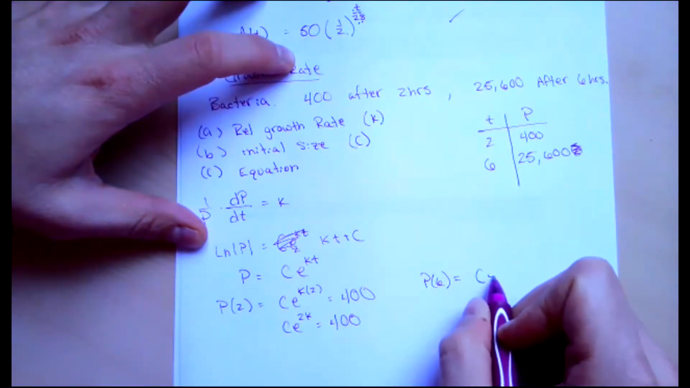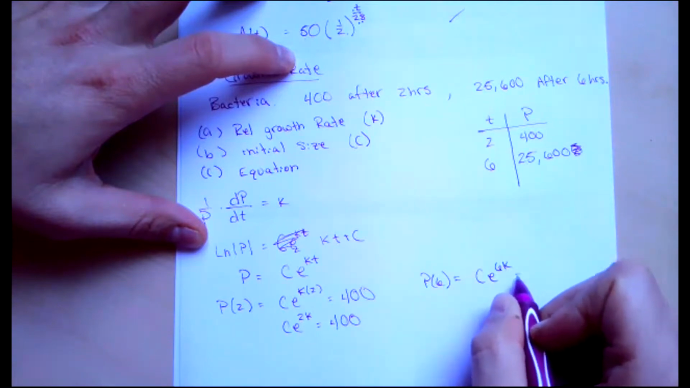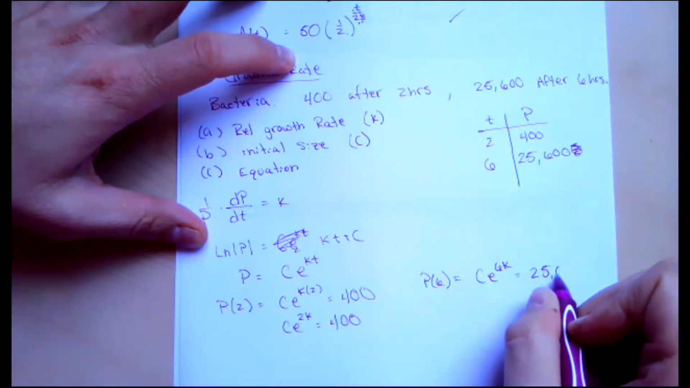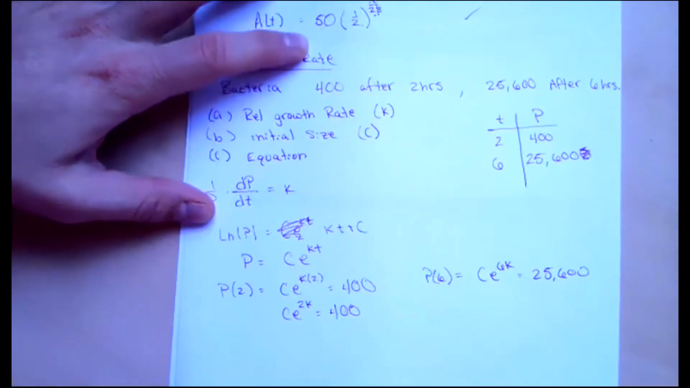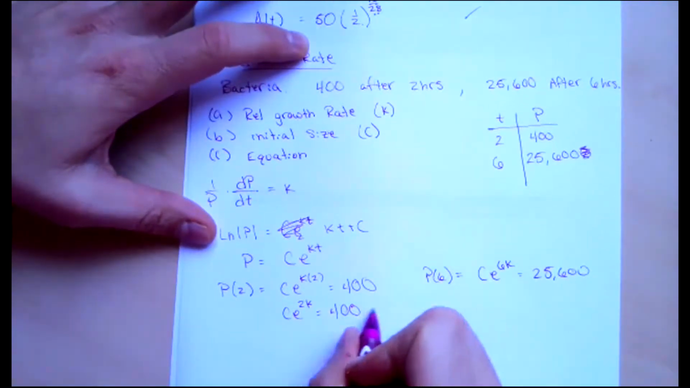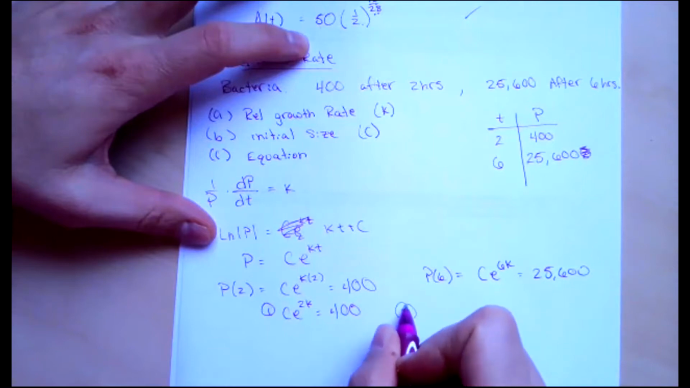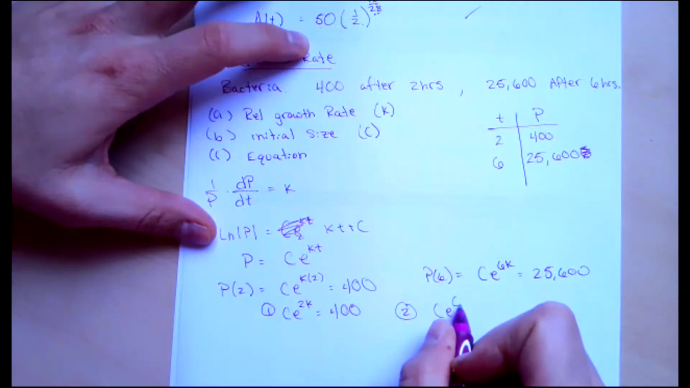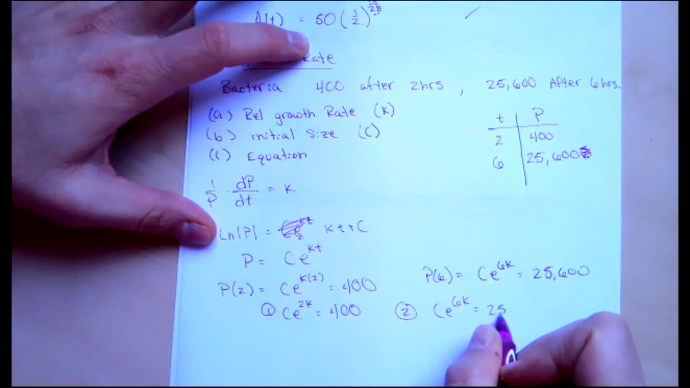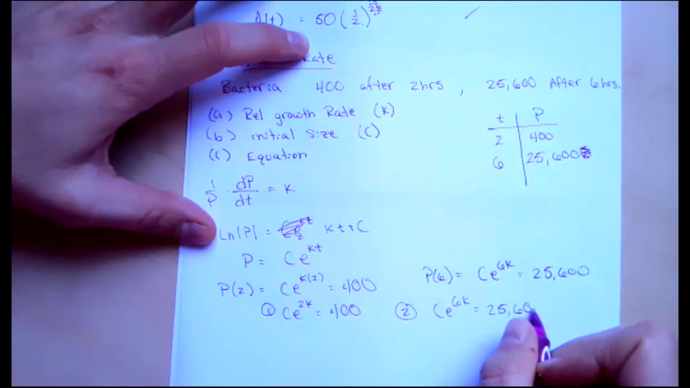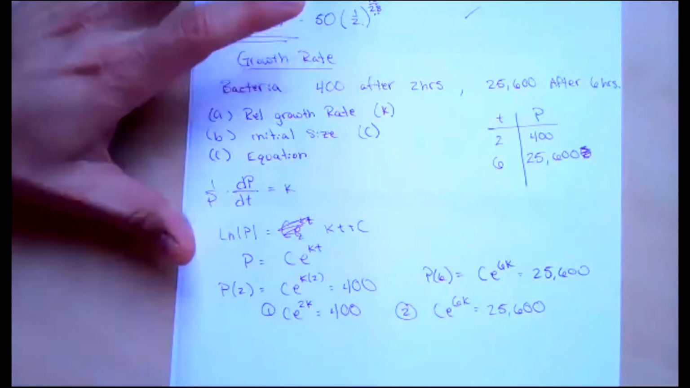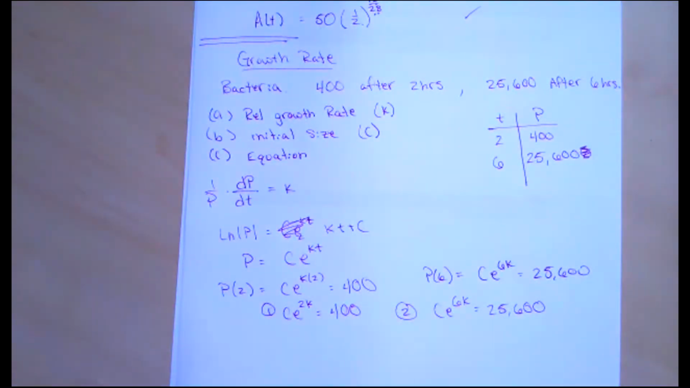So c e to the 6k is 25,600. How do we solve that? We've got equation 1, and equation 2, c e to the 6k equals 25,600. Fortunately, these are not linear equations. They're exponential. So with linear equations, we usually add, subtract, and multiply by scalars.